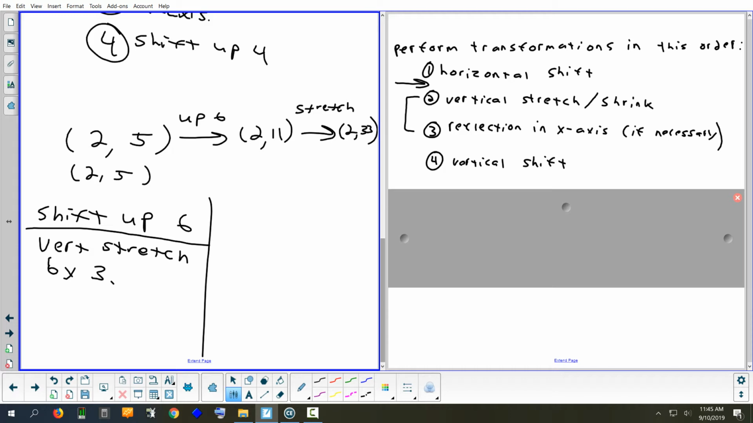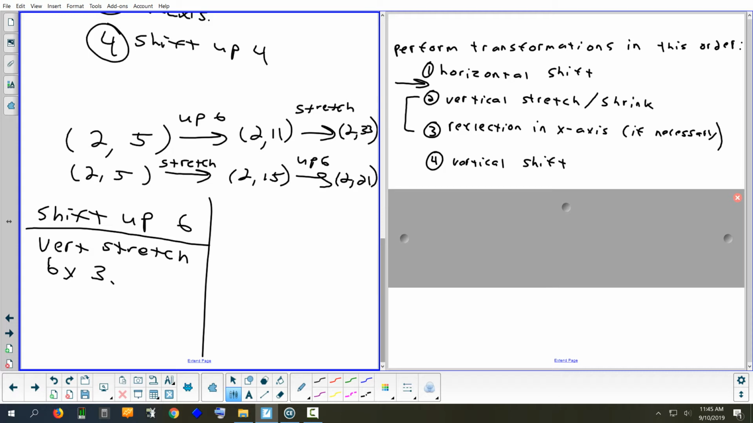Now let's switch it. Let's stretch it first. Where does that point end up if you stretch it? 2, 1, 5. And now let's go up 6 from there. 2, 2, 1. So the points don't end up at the same spot.